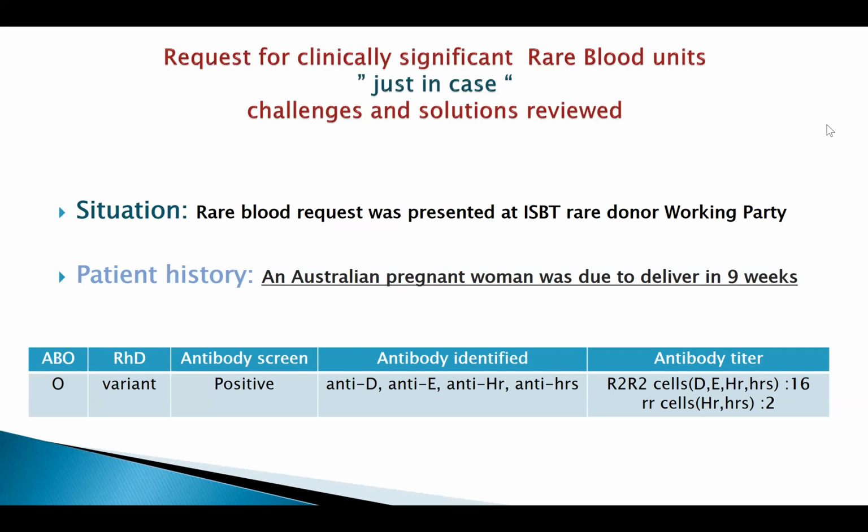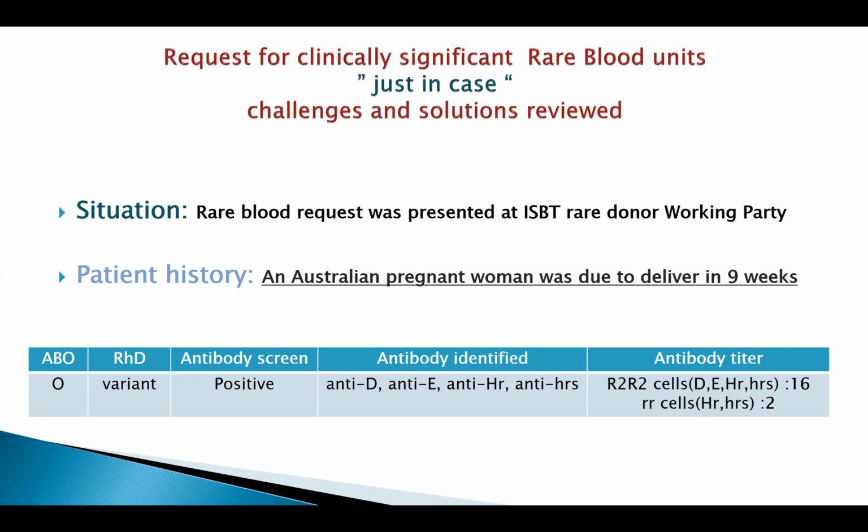Okay, this is actually a case which was discussed in the ISBT Rare Donor Working Party last month. There was a request from a physician in Australia for a pregnant woman who was due to deliver in 9 weeks. The gynecologist needed the blood just in case. So this sometimes gets complicated once you have a rare blood type from a patient. The case was presented in the working party to request help for the rare blood type.